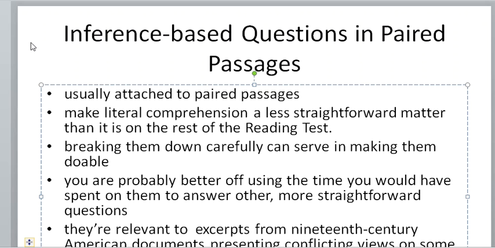Hello again. In this part of the video, we're going to discuss inference-based questions in paired passages. We already know that on the SAT evidence-based reading test, we have 5 passages, one of which is a paired passage. A paired passage consists of 2 passages that talk about the same topic, and the questions associated with this type of passage have to do with the organization of the passage, the relationship between one paragraph and another, and the relationship between the 2 passages.